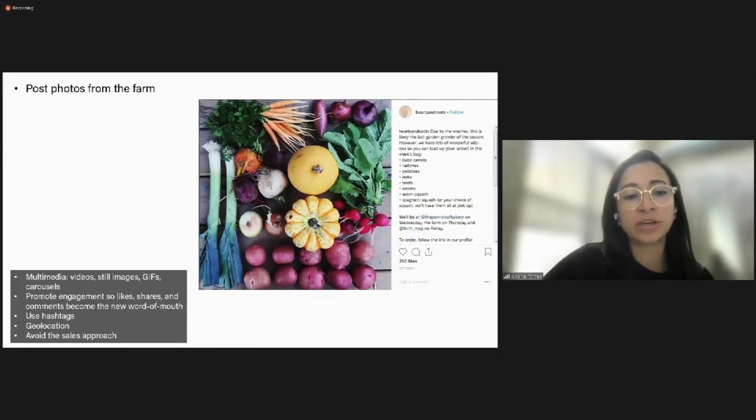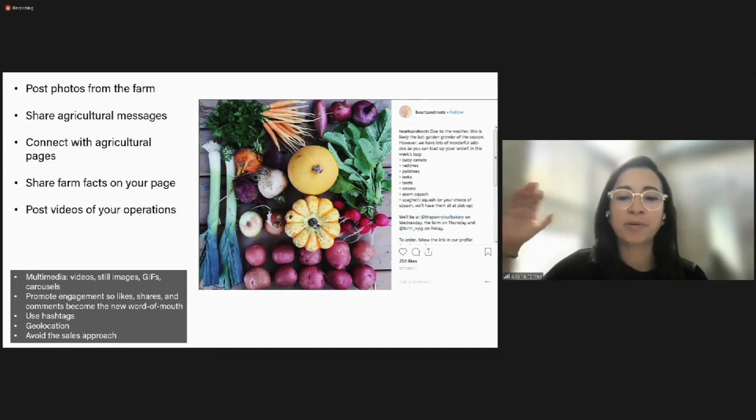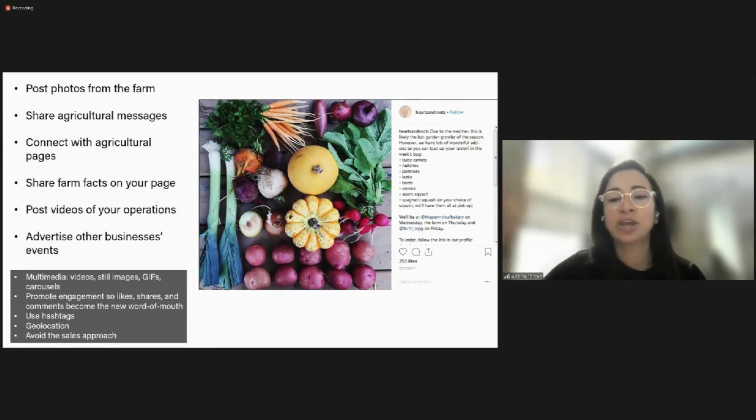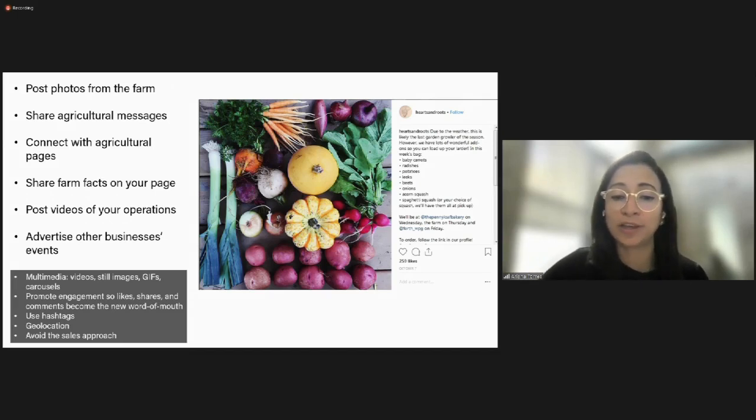Things that you can do, you can click on all of them, but basically is post photos, connect, share what you care for, post videos, advertise with other businesses, and try to include material that is actually going to attract. If you're in agriculture, you have the best quality for taking photos and the most beautiful things to take photos of: landscape, insects, products, etc. Try to share those and try to convey what is the DNA of your business. Next slide, please.